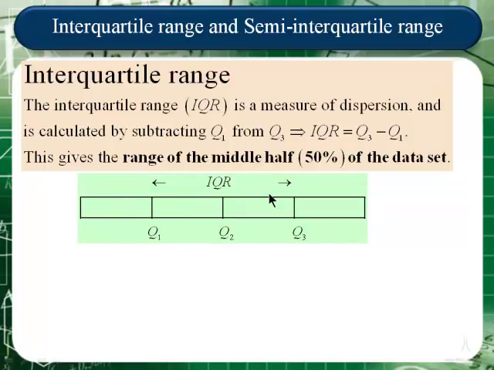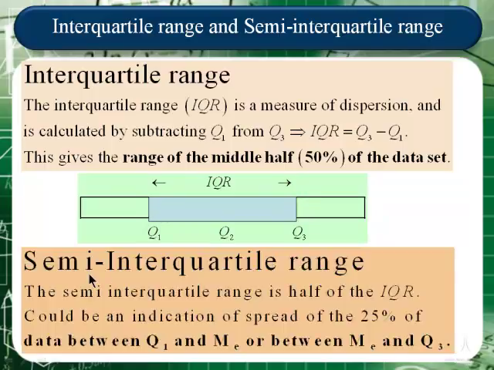So if I again look at the 3 important quartiles, which divide the data set into 4 equal portions, then the interquartile range is really that particular area, stretching from Q1 to Q3. So the range just indicates the width of it, but it gives us an idea of the spread of the middle 50% of the data set.